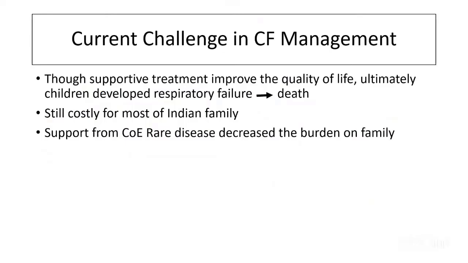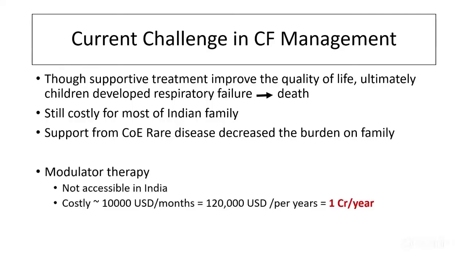In the current CF management, though supportive treatment improves quality of life, ultimately the child develops end-stage liver disease, bronchiectasis and respiratory failure, and usually succumbs by the age of 17, 18 years. The maximum I have seen is 21 years. Last year a child died at 21 years. And still supportive therapy is costly for most Indian families, 4,000 to 10,000 rupees is very costly. But thanks to the government of India, which has started the Center of Excellence Rare Disease Program, which has been supporting this supportive medication for the last one year, which is very helpful for most families.